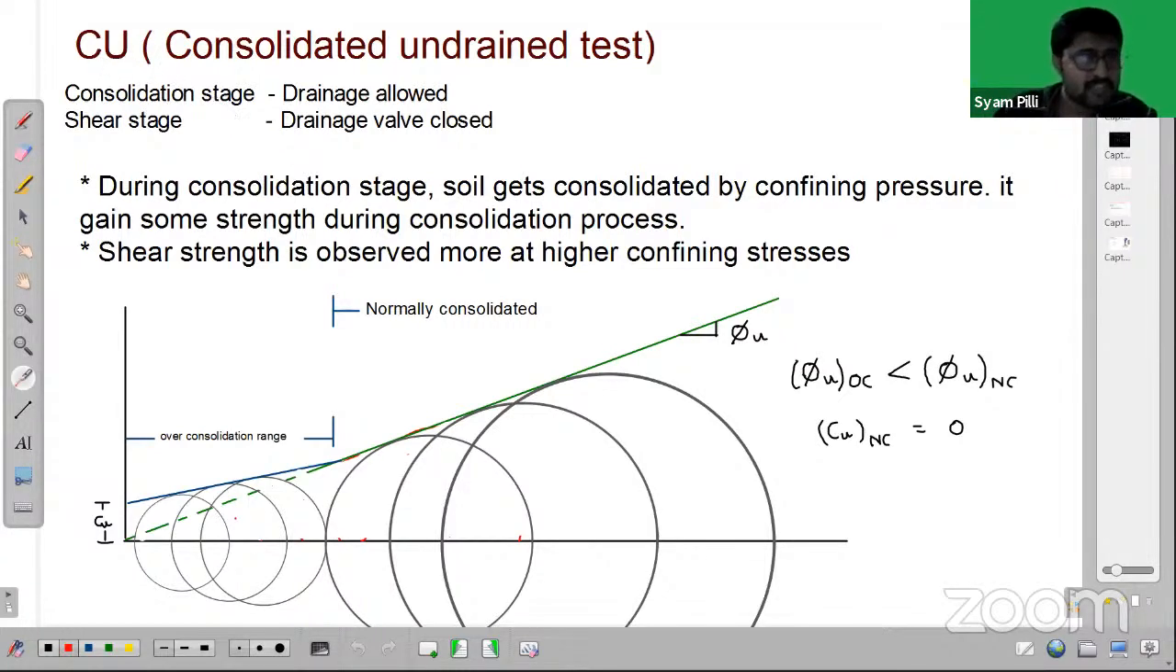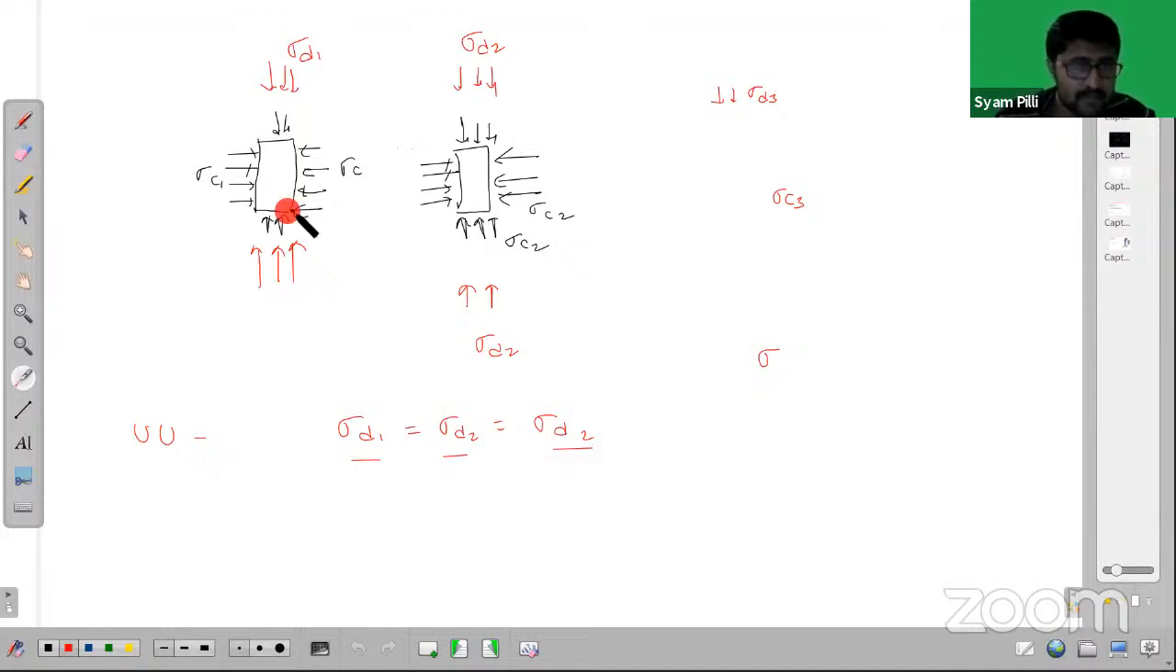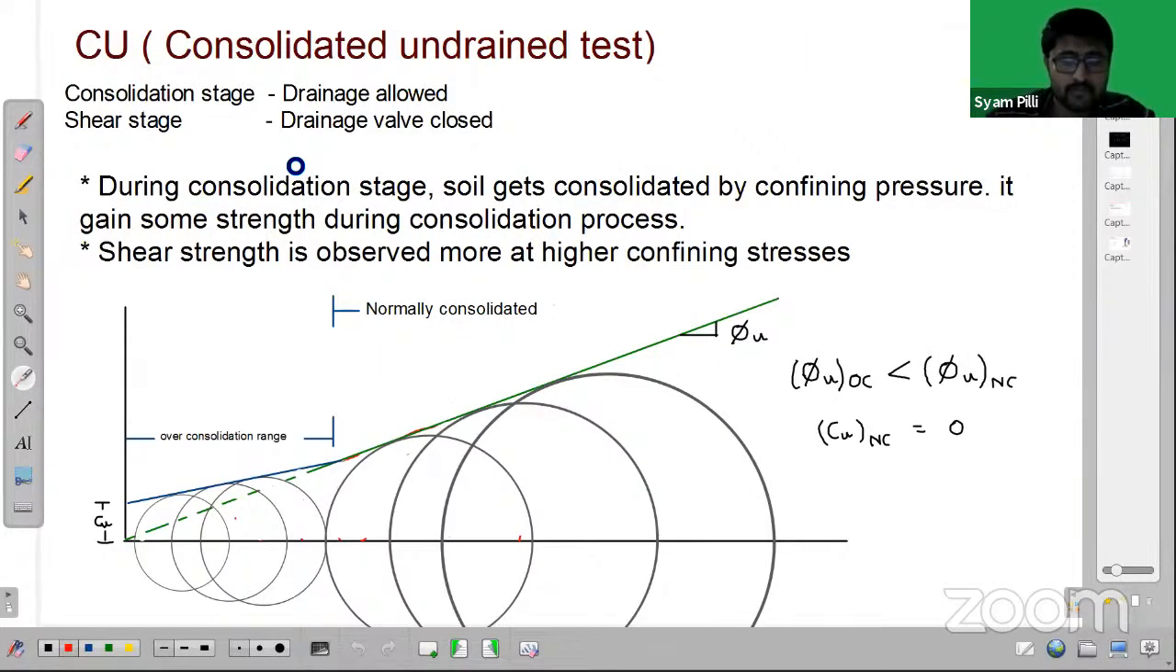Now switching into the CU test. Here in the first stage we allow drainage. While you are doing consolidation, in this stage you keep the valve open, but in the second stage you keep the valve closed. In the first stage the valve is open so the water will go out. You give 24 hours for the soil to consolidate, for the water to go out. So whatever additional stress we gave will all be converted into effective stress in the first stage.